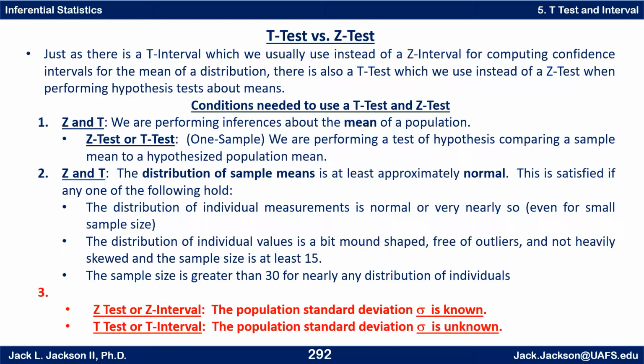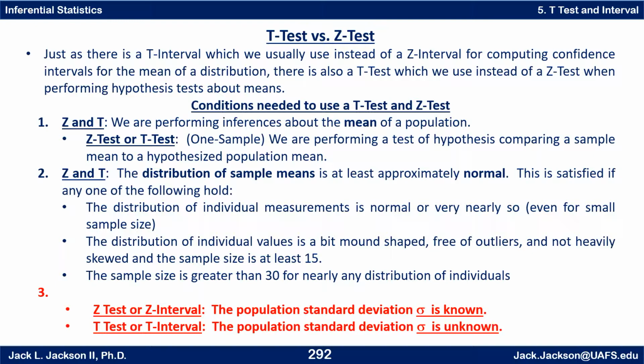The distribution of individual measurements is normal or very nearly so, even for small sample sizes. The distribution of individual values is a bit mound-shaped, free of outliers and not heavily skewed, and the sample size is at least 15. Or the sample size is greater than 30 for nearly any distribution of individuals.